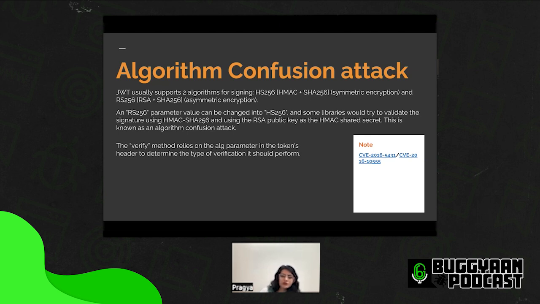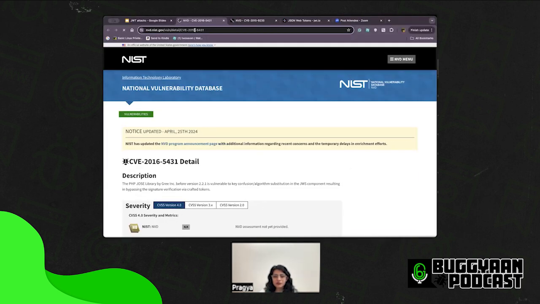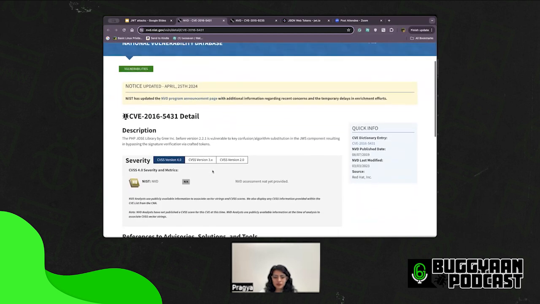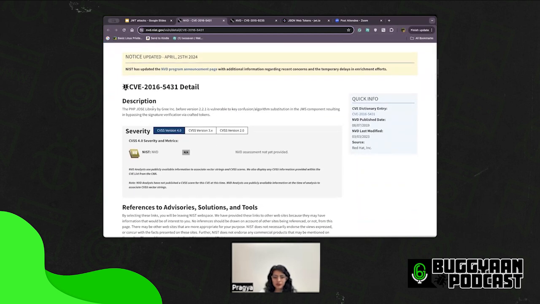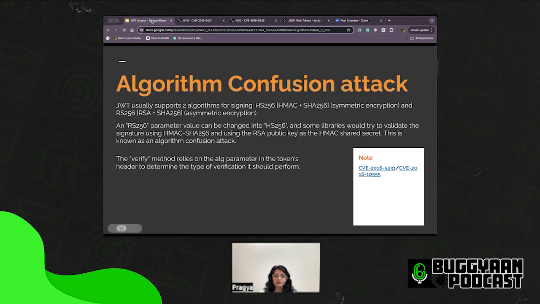So that is how the algorithm confusion attack works. For this as well, we have two CVEs associated with it. One is a pretty old one from 2016. In the PHP JOSE library, before 2.2.1, it was vulnerable to key confusion or algorithm confusion. It is also known as a key confusion attack. So if you're ever using this library, just make sure you are using an updated version of it.